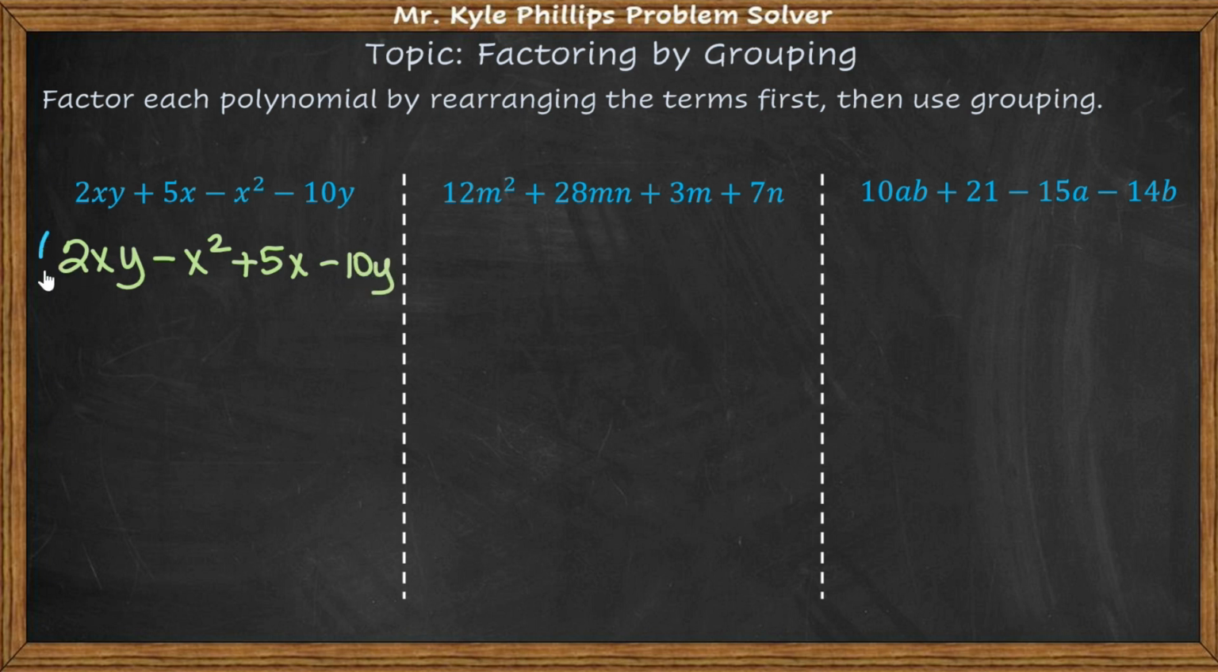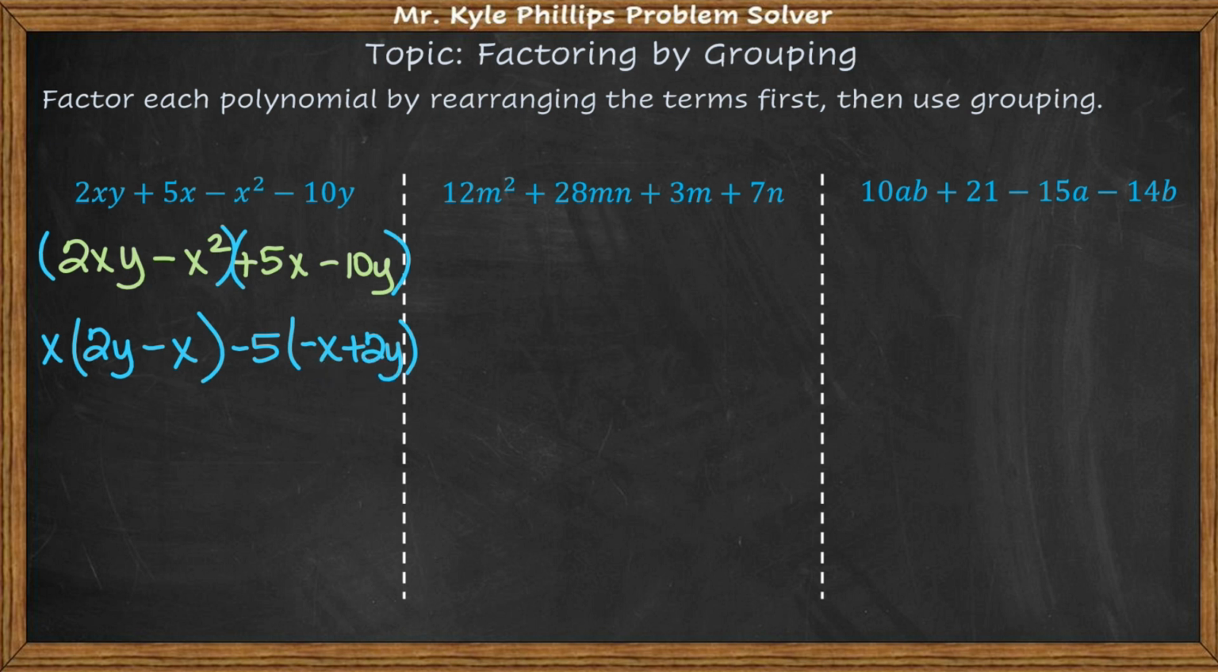Now let's try to group the first two and the last two and see what we get. Here I can factor out an x, and I'm left with 2y minus x. Now here, we'll factor out a negative 5, and that leaves us with negative x plus 2y. So here we really have the same thing. Even though they don't look identical, you can just rearrange. Negative x plus 2y is the same thing as 2y minus x.